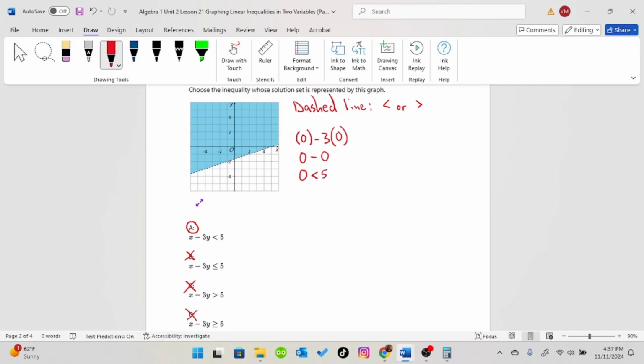If you have any questions about any of the practice problems that we have gone over in this lesson, please use class time to ask for further clarification before we move forward to lesson 22.